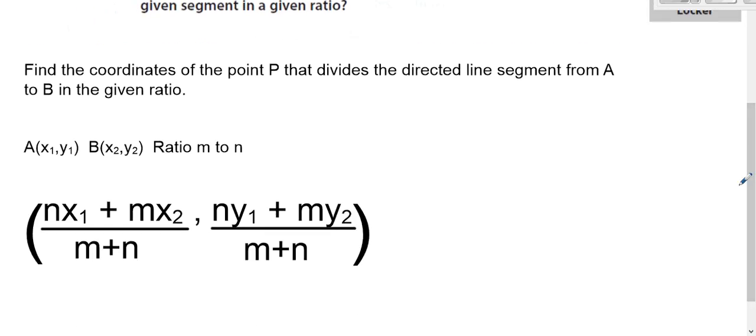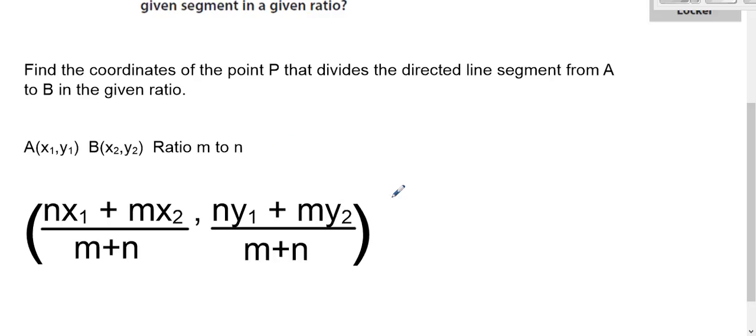So most of these problems are going to be worded like this. You're going to be asked to find the coordinates of P that divides it into a given ratio. So you're going to be given 2 points, A and B. You're going to be told to divide it into a ratio, M to N. So this kind of reminds me of foiling in a way.